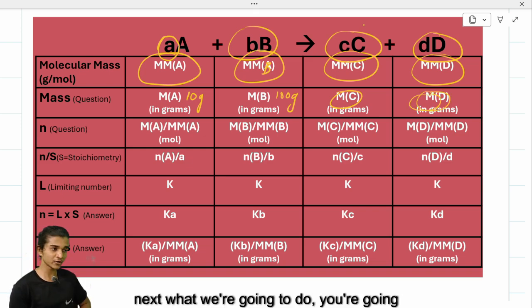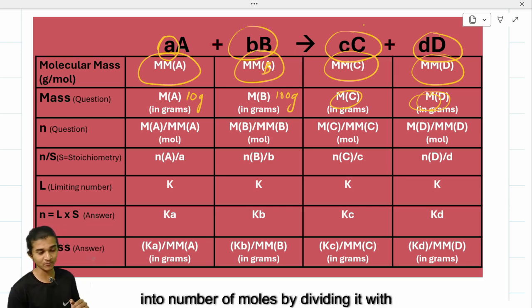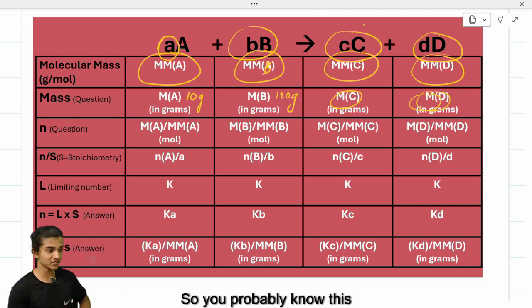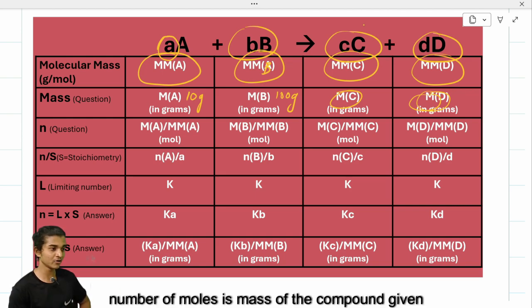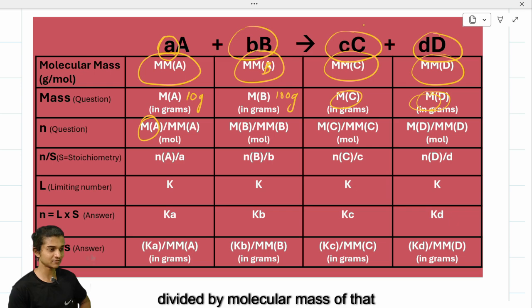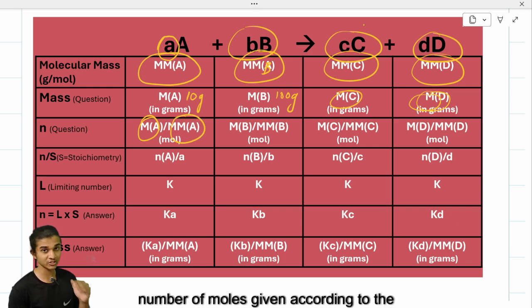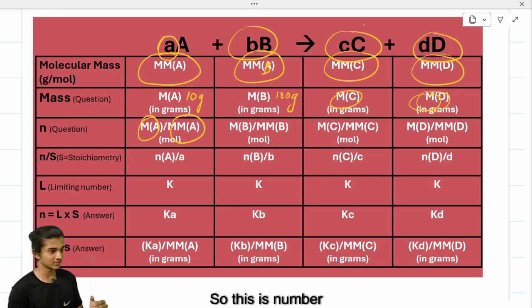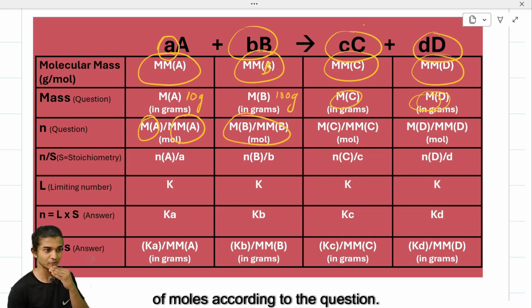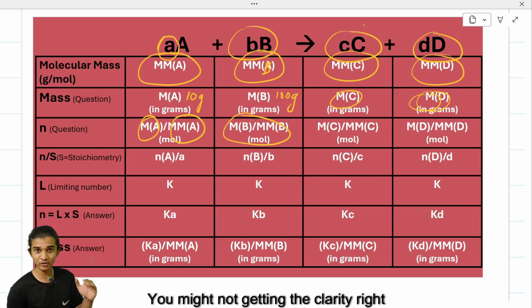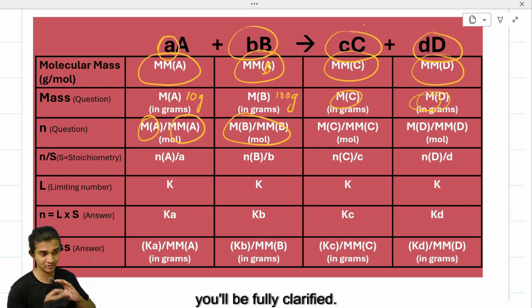Next, you're going to find the number of moles. You're going to convert the mass into number of moles by dividing it with the corresponding molecular mass. So you probably know this. Number of moles is mass of the compound given divided by molecular mass of that particular compound. So it's that easy. Just fill this particular column with the number of moles given according to the question. So this is number of moles according to the question. You might not be getting the clarity right now, but as soon as you solve the problem, you'll be fully clarified. So make sure you hang out till the end.